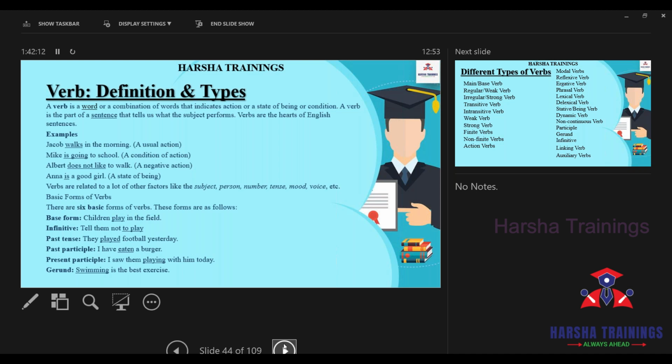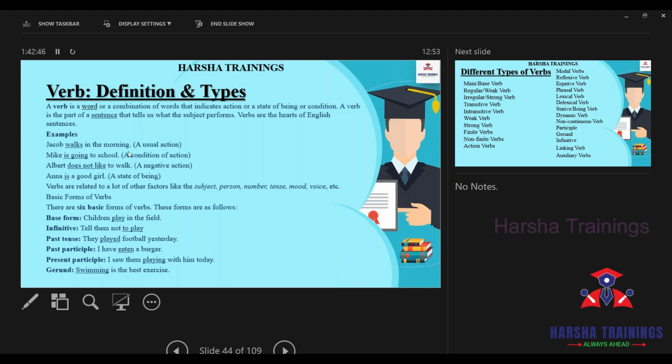For example, Jacob walks in the morning. Walk becomes a verb. Go, like, is. How is "is" a verb? There is no action in it, right? We said verbs are action words, which have action in them. But does "is" have any action? No. So how can "is" be a verb? Here we're saying "is" is a verb. They are called helping verbs.